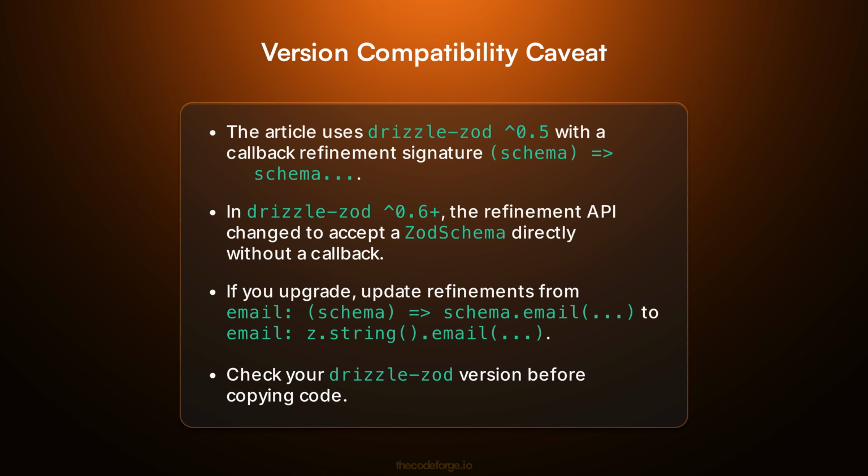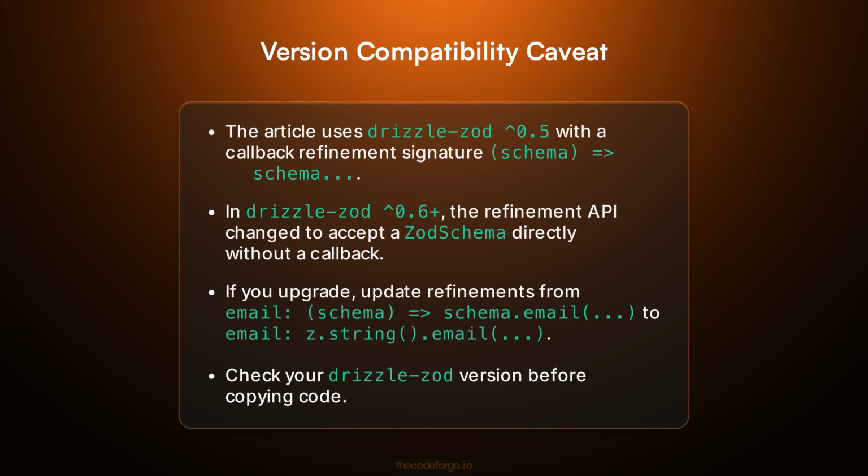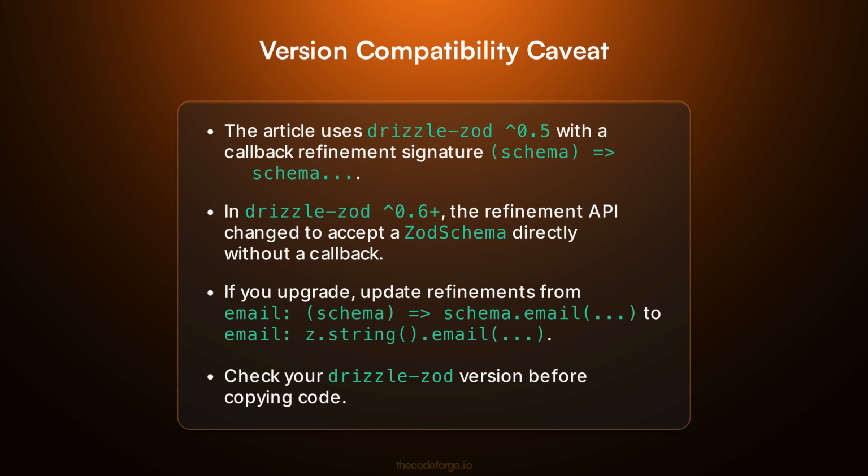The article uses drizzle-zod 5 with a callback refinement signature: (schema) => schema. In drizzle-zod 6+, the refinement API changed to accept a Zod schema directly without a callback. If you update refinements from email: (schema) => schema.email to email: z.string().email(), check your drizzle-zod version before copying code.